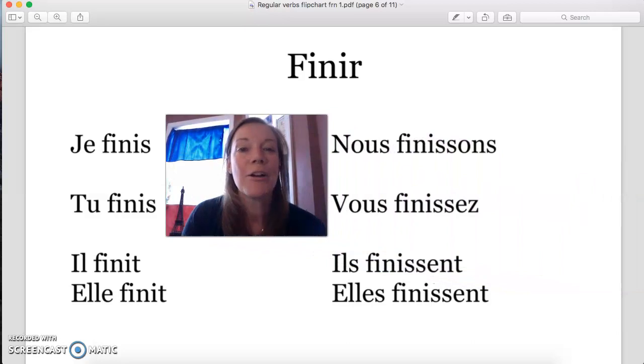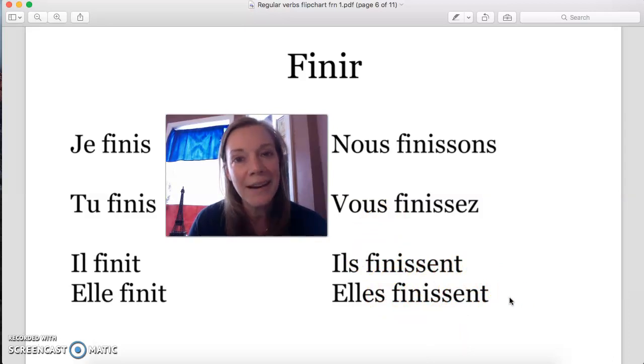Hi. Finir looks kind of like the English word finish, and that's what it means. Finir is to finish, like je finis mes devoirs, I'm finishing my homework, or nous finissons l'année scolaire, we're finishing the school year. So here is the conjugation. Pay attention to the endings of each different conjugation. Je finis, tu finis, il finit, elle finit, nous finissons, vous finissez, ils finissent, elles finissent.